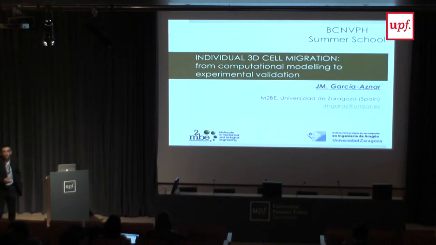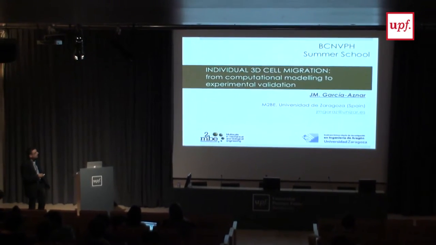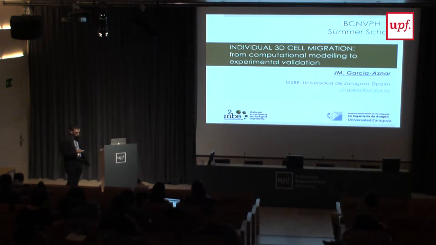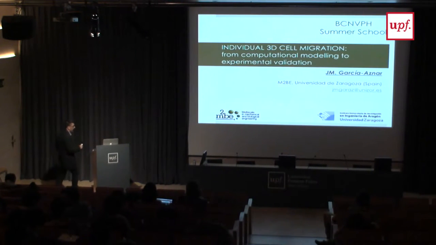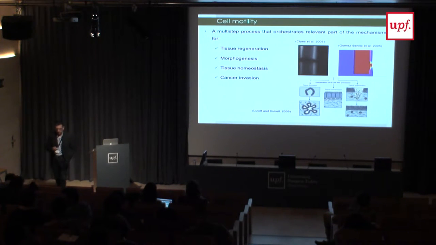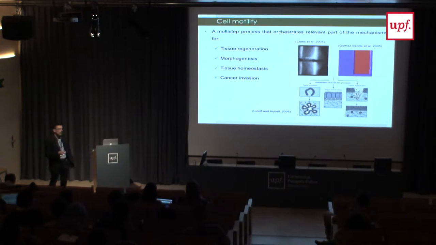Okay, so I'm going to present my work that I entitled Individual 3D Cell Migration from Computational Modeling to Experimental Validation. So I would like to remark what is very important is cell migration for many biological processes like tissue regeneration, morphogenesis, and cancer invasion. So it's very relevant to try to model how cells are moving.